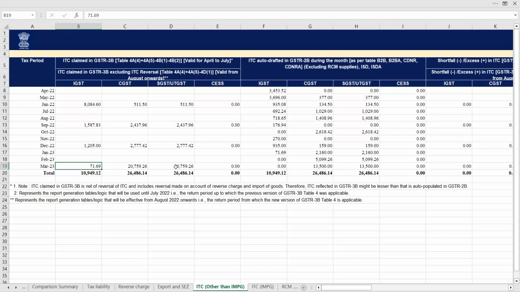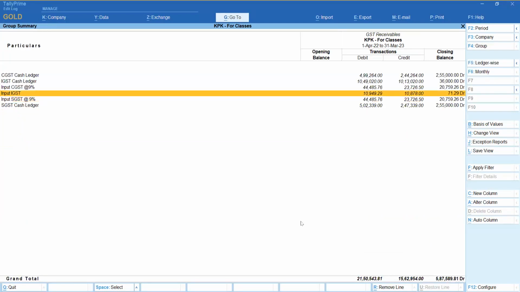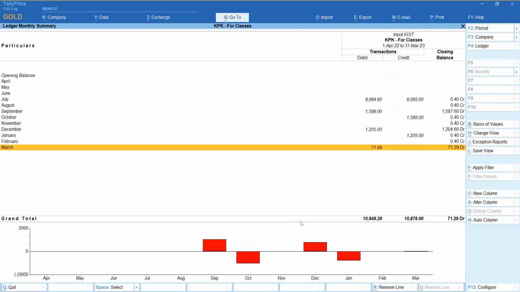he is telling that there is a closing balance of his input credit in his books of accounts as on 31st March 23, to the extent of which he is eligible. IGST to the extent of 72 rupees, CGST and SGST 20,759. So I have set my entries to match that. Okay, 20,759 CGST, SGST, and IGST 72 rupees.